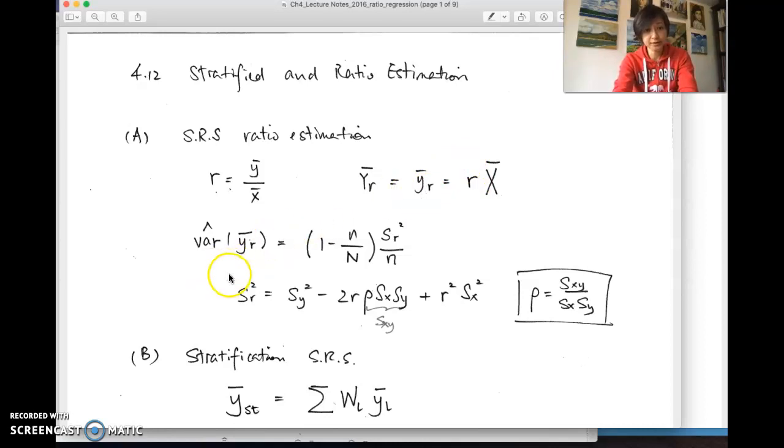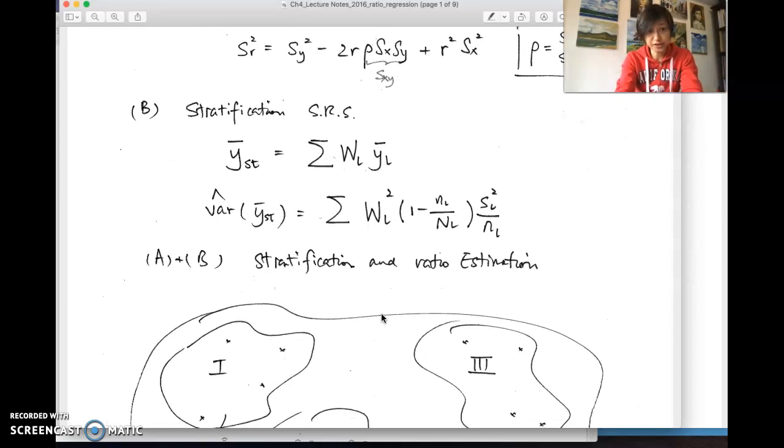The estimated variance for my y bar under ratio estimation equals s_r squared divided by n, multiplied by the finite population correction factor. s_r squared was defined as s_y squared minus 2R s_xy plus R squared s_x squared. So again, under ratio estimation, the variance of my point estimate y bar depends not only on s_y squared, the sample variance of y, but also on the variance of x and also the covariance part. Okay, so this is what we did in chapter 3.